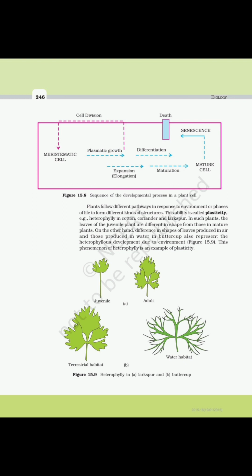Figure 15.8 Sequence of the developmental process in a plant cell. Plants follow different pathways in response to environment or phases of life to form different kinds of structures. This ability is called plasticity. E.g., heterophylly in cotton, coriander and larkspur. In such plants, the leaves of the juvenile plant are different in shape from those in mature plants. On the other hand, difference in shapes of leaves produced in air and those produced in water in buttercup also represent the heterophyllous development due to environment. Figure 15.9. This phenomenon of heterophylly is an example of plasticity. Figure 15.9 Heterophylly in larkspur and buttercup.